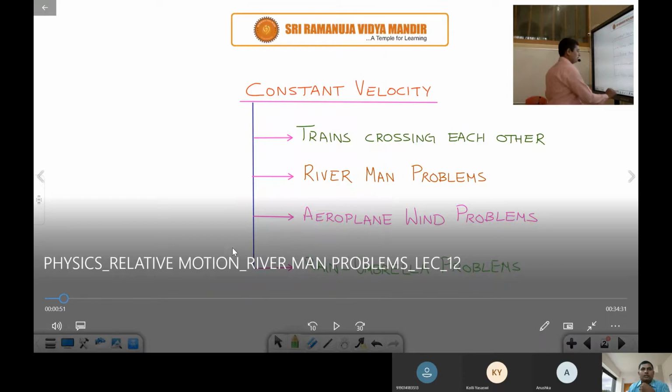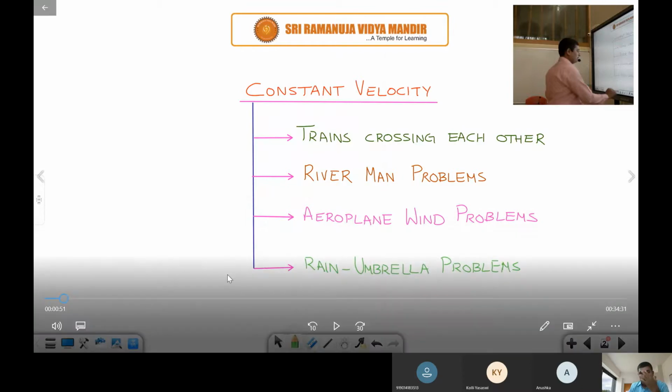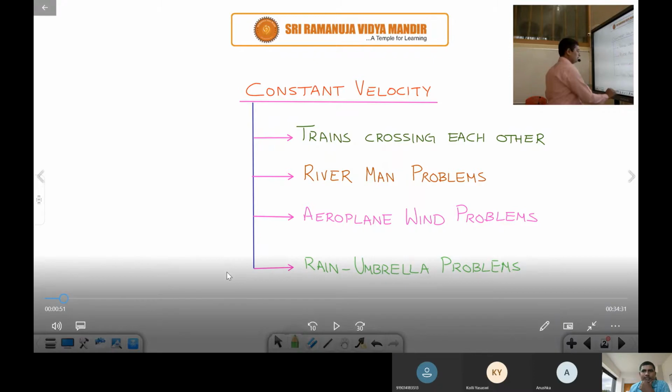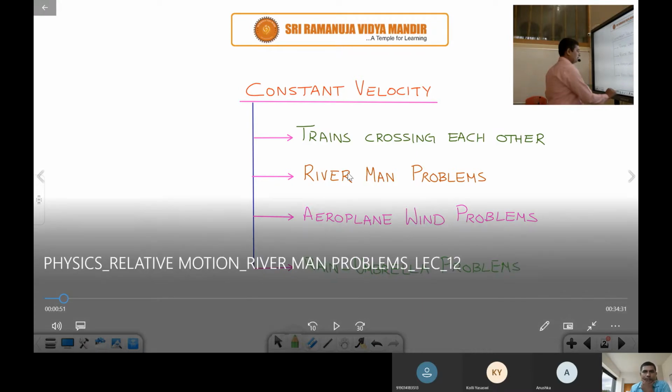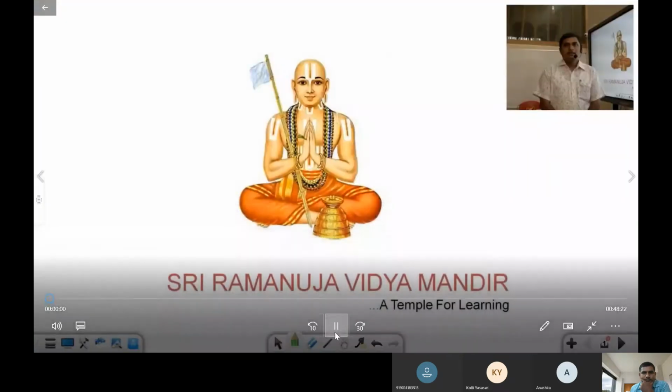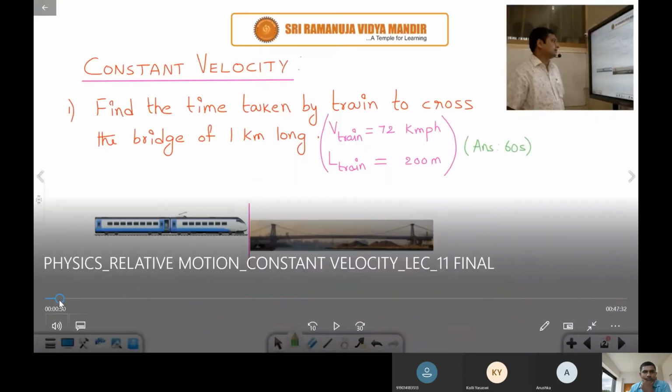Okay. So here these are the different models of problems in constant velocity. First one is trains crossing each other. Second one is riverman problems. Third one is aeroplane wind problems, and fourth one is rain umbrella problems. Okay. So first we are going to see trains crossing each other. Now let us see.